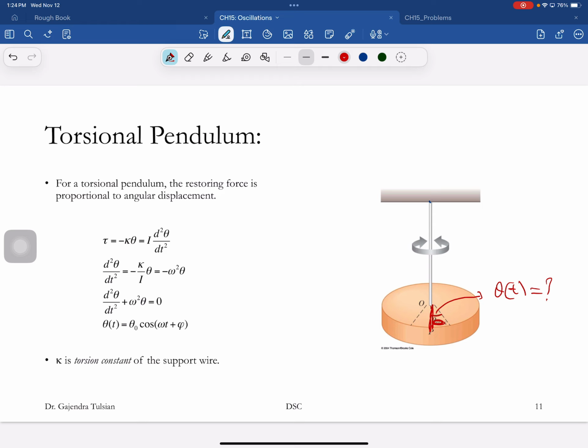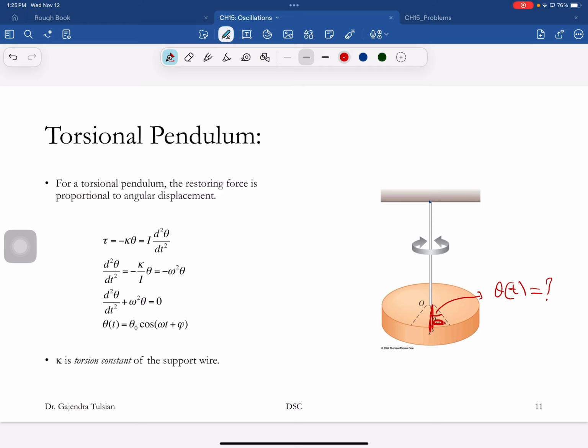Of course, if you take a cooked piece of noodle, it won't twist back and forth. You take copper wire, it'll twist back and forth. What if I take a titanium wire? Will it twist back and forth faster than copper? Yes. A stiffer wire will make it twist back and forth faster. It's like a stiffer spring.